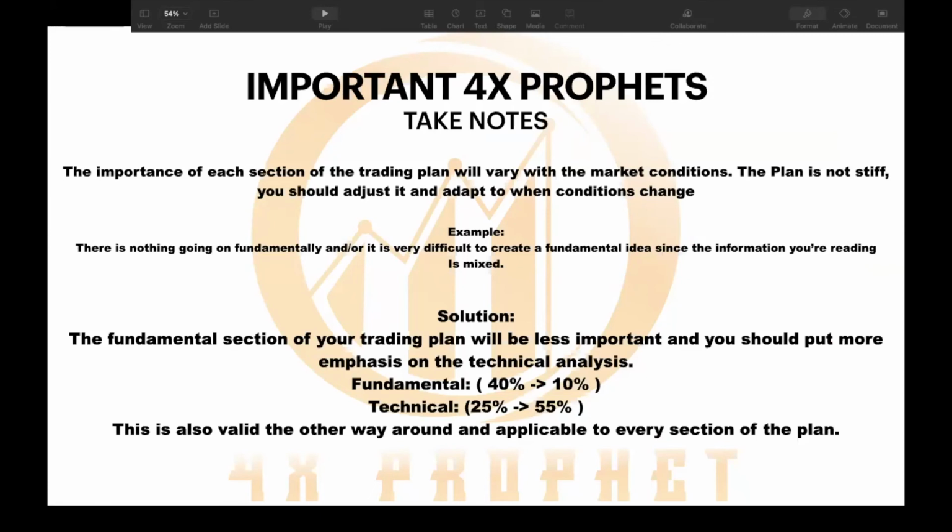But this is also valid the other way around, meaning if you have no technical idea, then go with the fundamental. Personally, if I don't have a technical understanding of what's going on, I won't enter, because technical analysis gives you your entry.